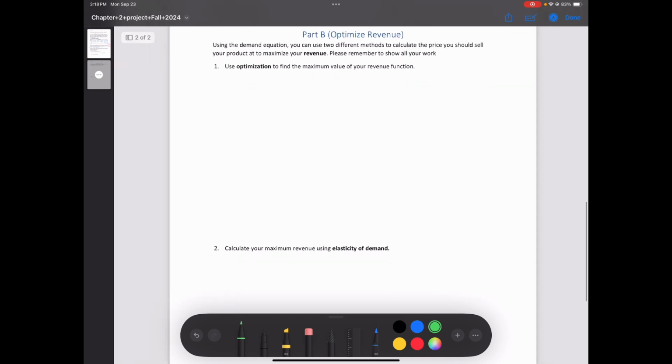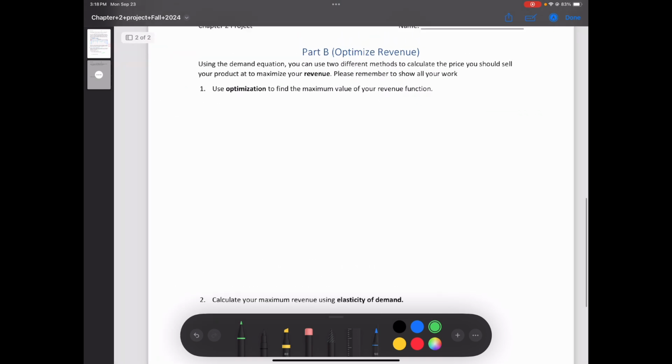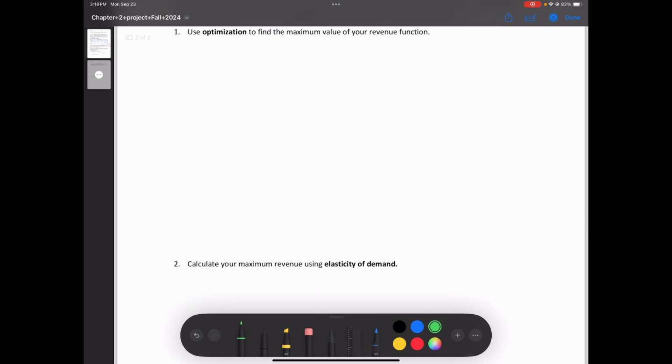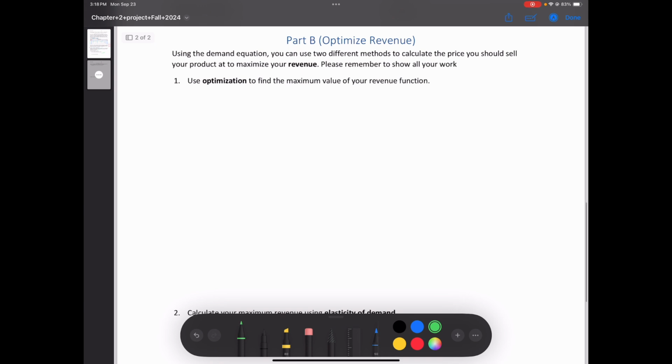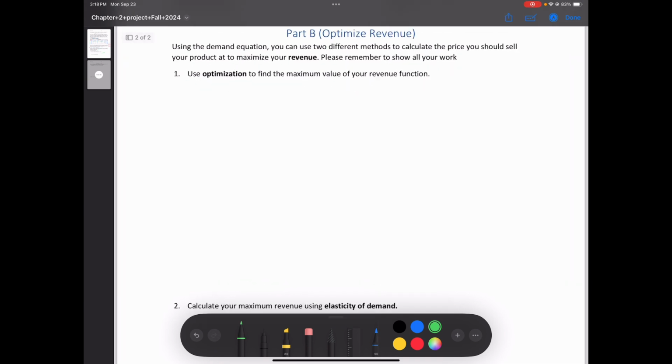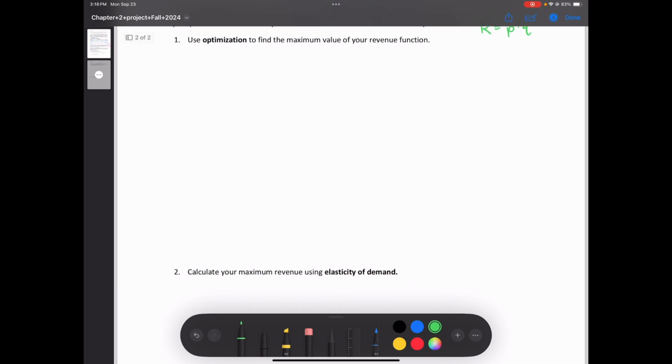And then part B, hopefully part B is pretty straightforward once you actually have your demand equation. Okay. Just as a reminder, if you're working with just a basic product, how do you calculate revenue? Revenue is just price times quantity. Okay, so that'll help you out with 1 and 2.